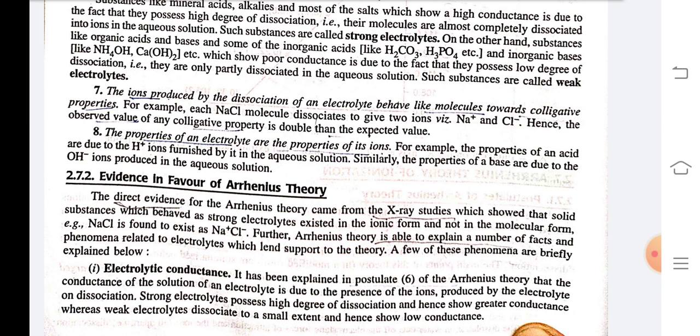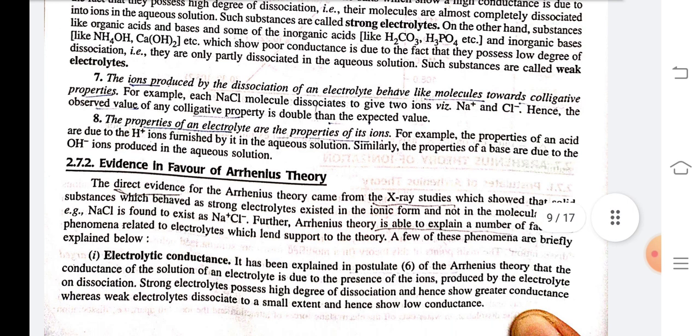7. The ions produced by the dissociation of an electrolyte behave like molecules towards colligative properties. For example, each NaCl molecule dissociates to give two ions, Na+ and Cl-. Hence, the observed value of any colligative property is double the expected value.